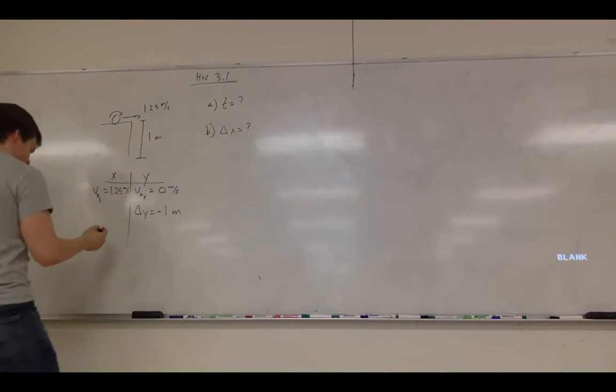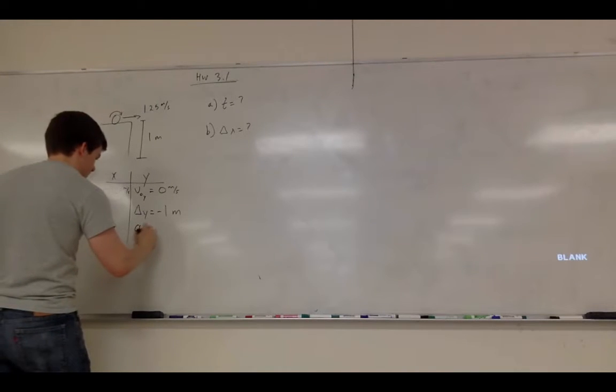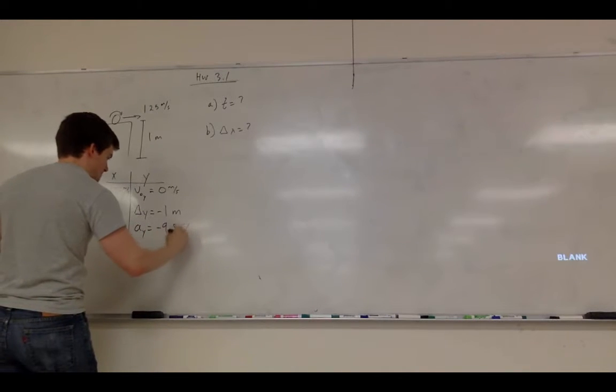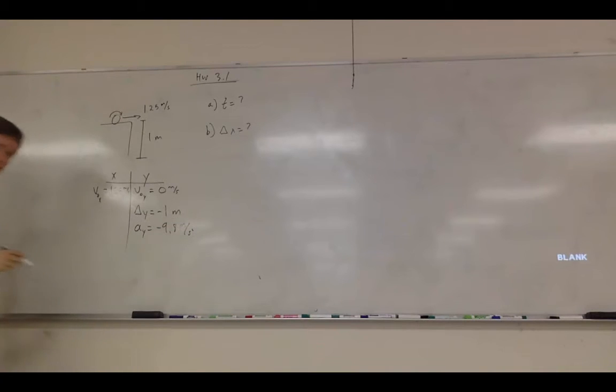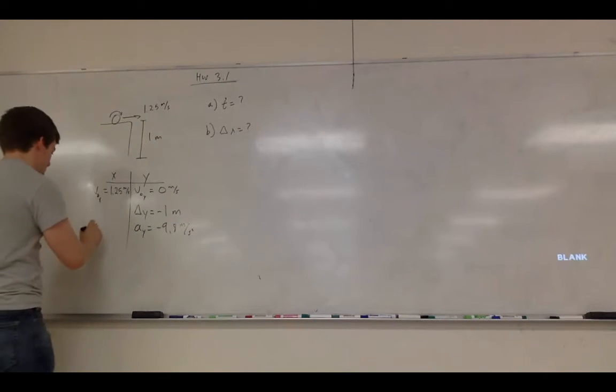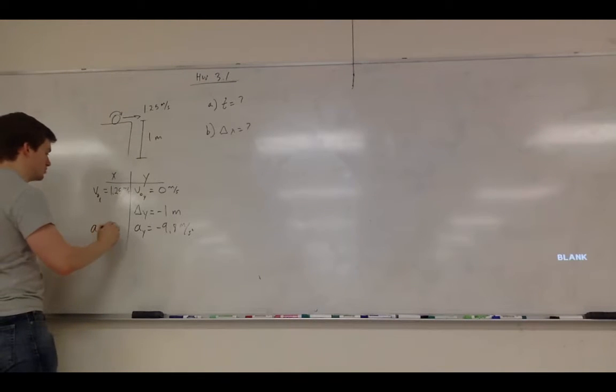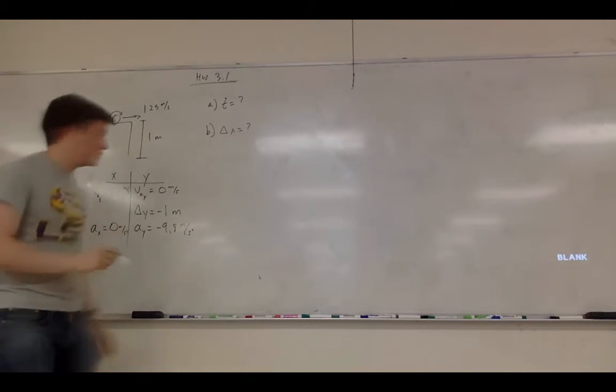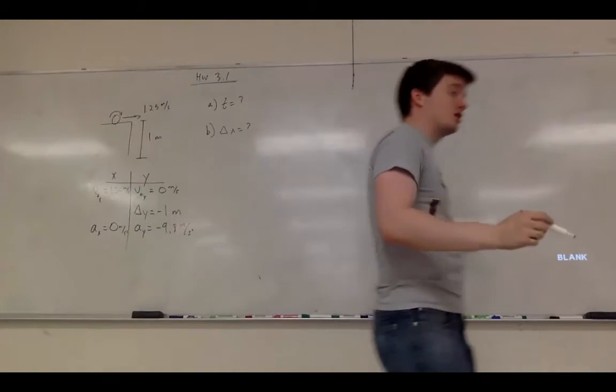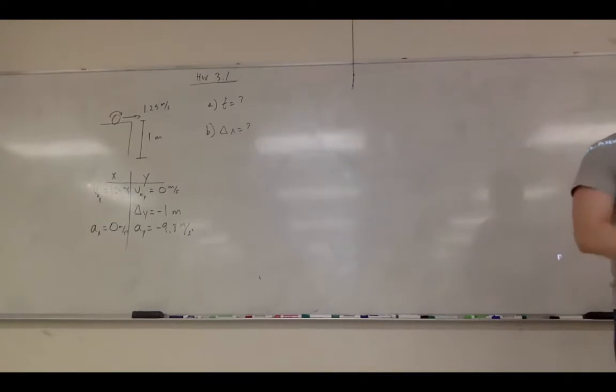What else? Acceleration of y is negative 9.8 meters per second squared. How do we know that? Gravity. The force of gravity is acting on Earth, accelerating things down at a rate of that. Is anything pushing on it in the x direction? No. So the x acceleration is 0. So we have that stuff, and now we just go forth and solve.